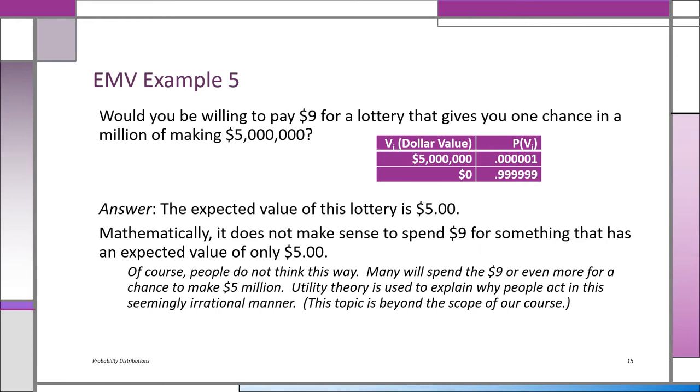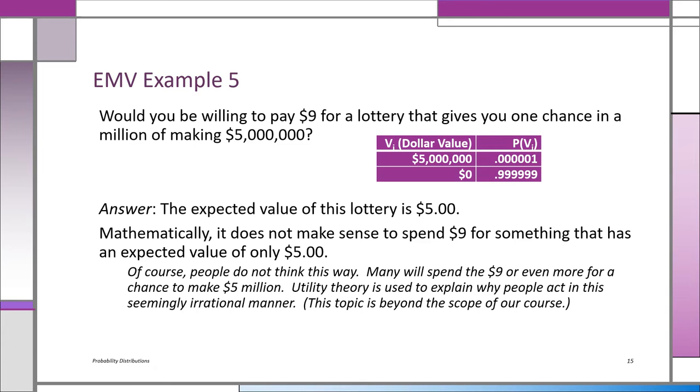Here we have another lottery. It's not that different from what we had before, although the values work out a little differently. Not much, but a little. There's a $5 million payout. The probability of that $5 million payout is, how many zeros are there? 0.000001. It's probably very close to a typical lottery ticket, or maybe even worse. The usual lottery tickets are probably much worse than this. If you look at EMV, expected monetary value, the expected value of this lottery is $5. You shouldn't pay more than $5 for a ticket.